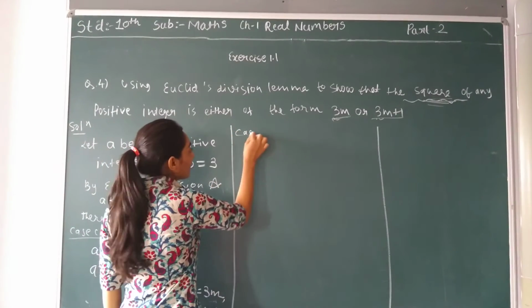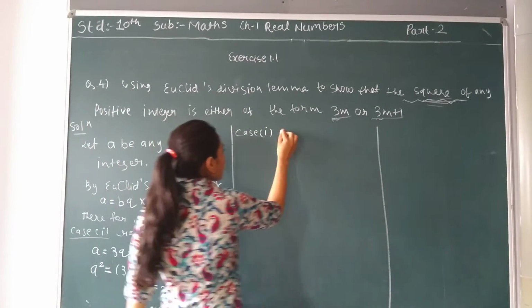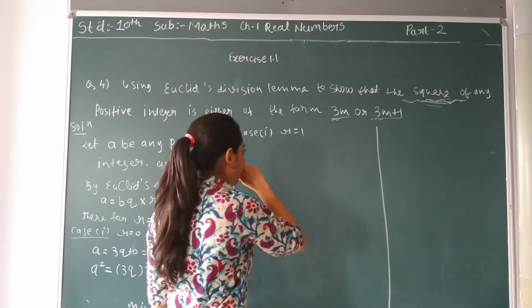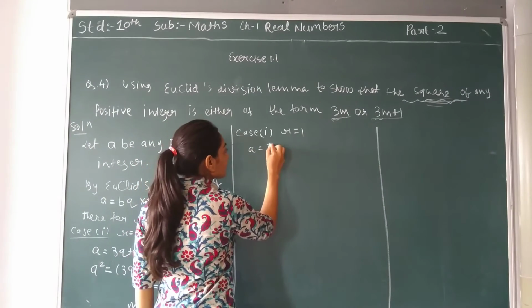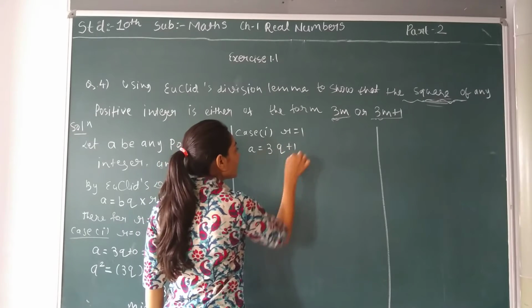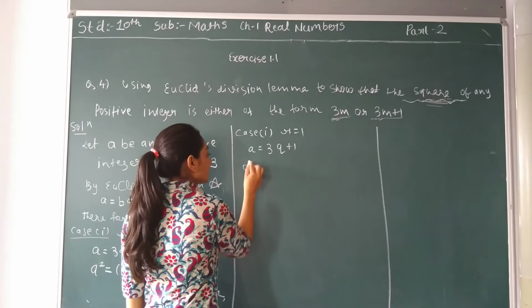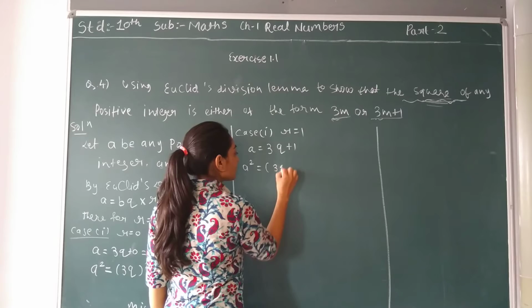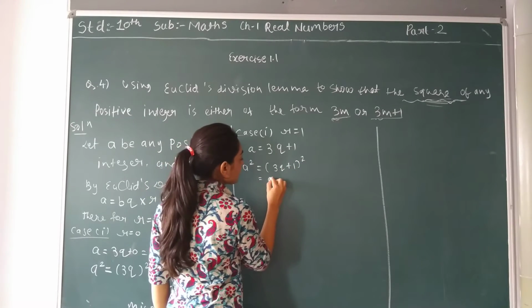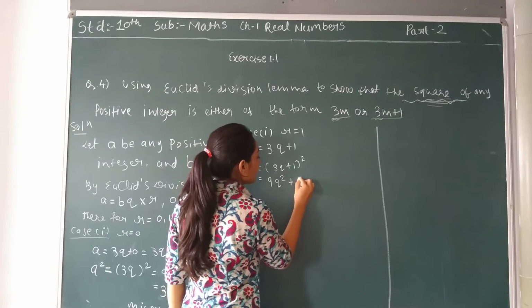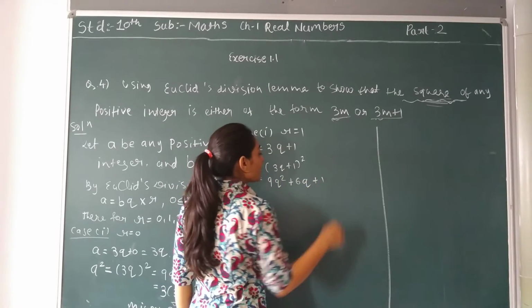Now case 2, when r equals 1, so a equals 3q plus 1. We have to square it. So 3q plus 1 the whole squared is 9q squared plus 6q plus 1.